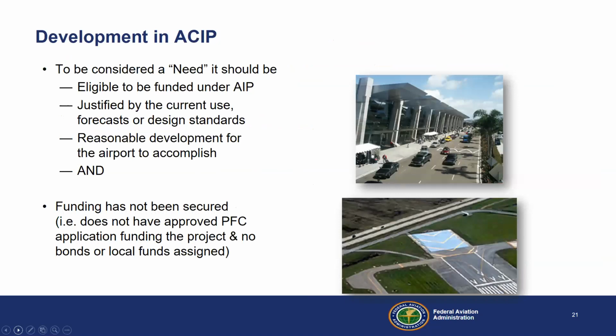With the ACIP, this is where we are looking at whether a project is eligible to be funded, whether or not it is justified, and if it is reasonable development for the airport. A small general aviation airport shouldn't put forth a multi-million-dollar terminal renovation if the local community can't support it. So we look at all of those, and we have good conversations with each of our communities to make sure that the plan they put into place is actually something that they can implement. We want to set everybody up for success.